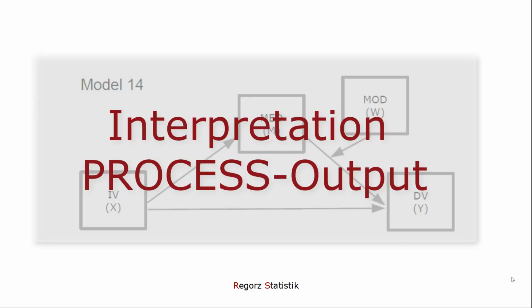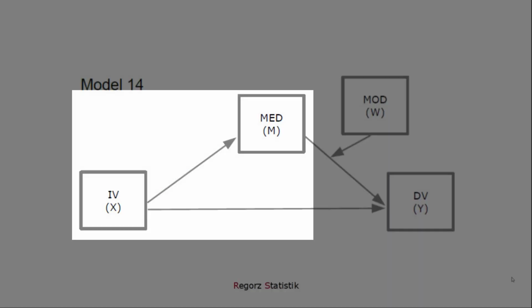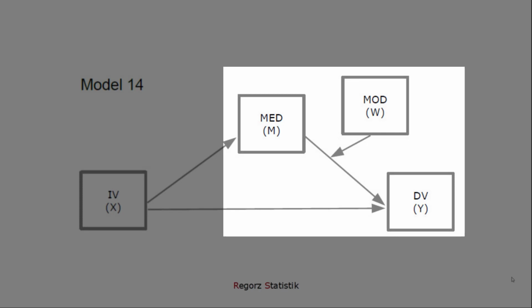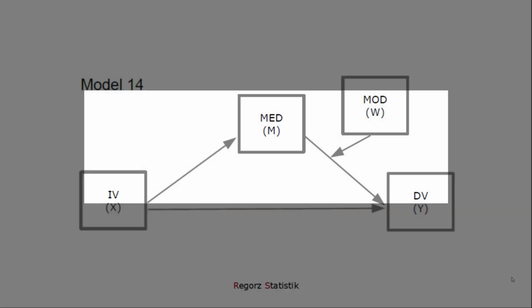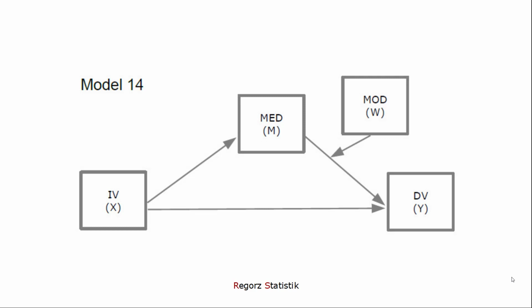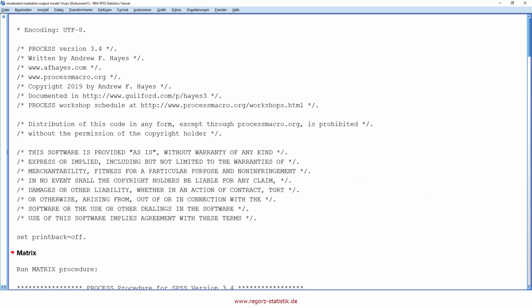Now we come to the interpretation of the output. Before we start there, we have to just remind ourselves what PROCESS actually estimates when it runs this Model 14. The first estimation is the A path from the independent variable to the mediator. The second model PROCESS calculates is the moderated B path together with the direct effect C prime. And then, as a third step, PROCESS estimates the moderated indirect effect. And we'll find those 3 models in the output.